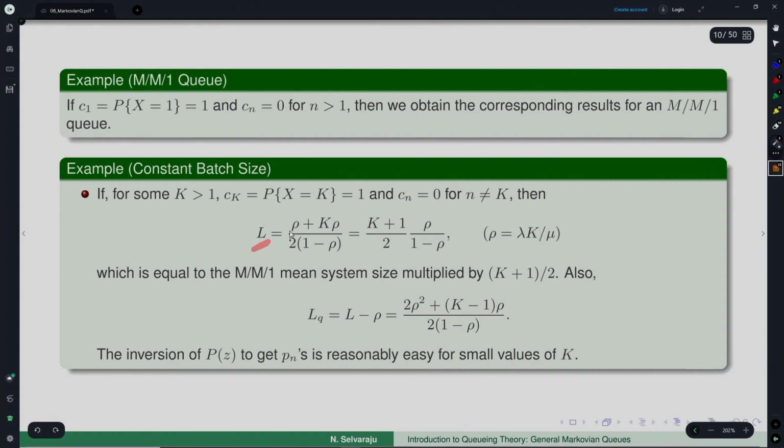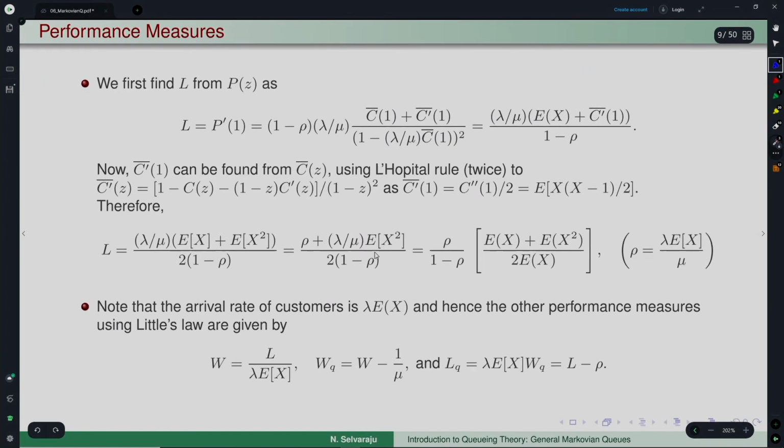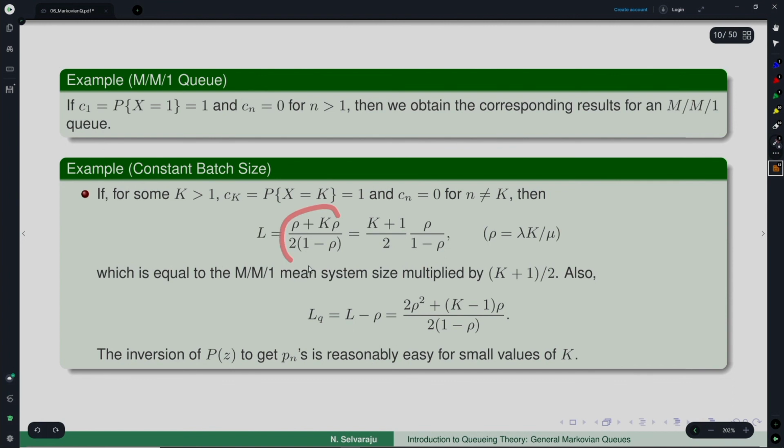Now, if you use the formula there, this is what you will arrive at, because this is what we have obtained as L. So, any expression that you think of, rho plus k rho, you can write in this form. So, this is k plus 1 by 2 times the M/M/1 mean system size, which is rho by 1 minus rho. This is what you are going to get in this particular case for L.